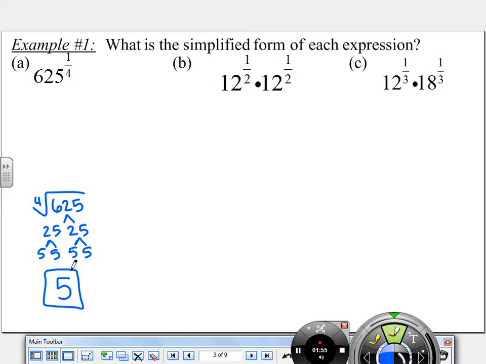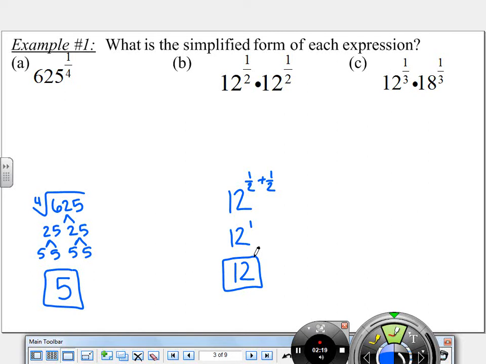Now in part B, we see 12 to the 1/2 times 12 to the 1/2. So just like previously with your exponent rules, if you have a base that's the same, you can keep the base and take the exponents and add them together. And in this case, 1/2 plus 1/2 will make 1, and 12 to the first power is just 12.